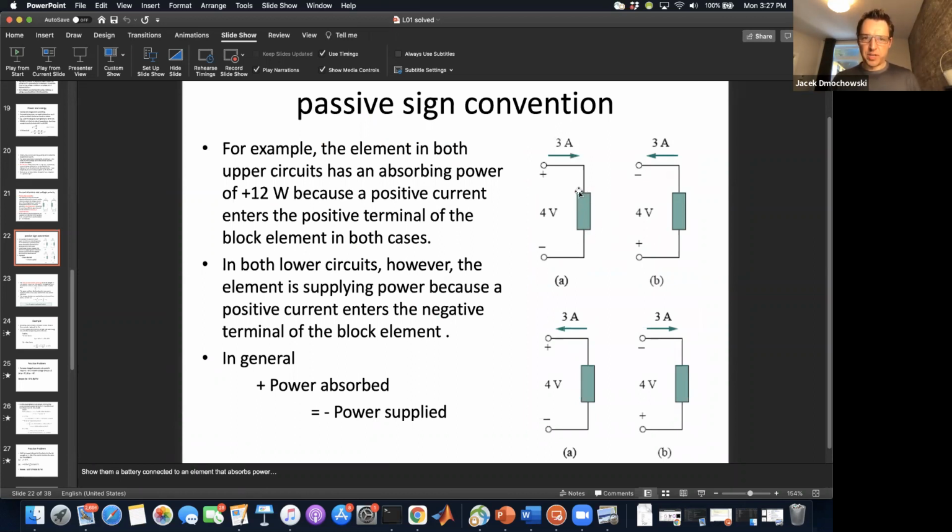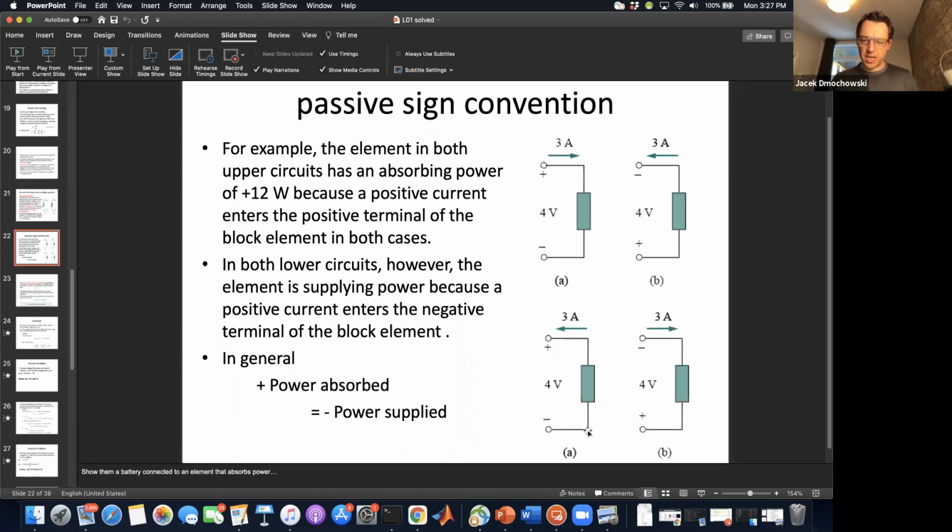So in other words, we say that this element is absorbing 12 watts of power, right? Same thing in this picture, because the 3 amps is entering the positive pole of the battery, the positive terminal of the battery. So in these 2 pictures, this element is absorbing power. On the other hand, in the lower 2 pictures, this element is supplying power.